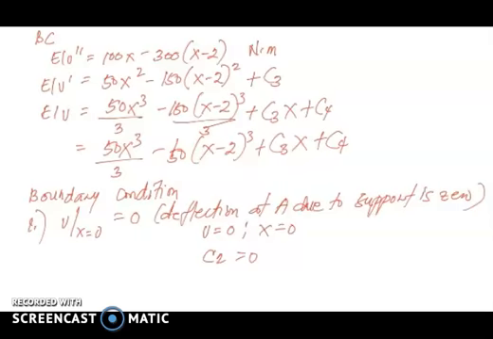The second one is that there is no deflection at point C. The support is a roller support. Therefore, V at x equal to 3 is equal to 0. So no deflection at point C due to support. So we have here our x is equal to 3 and V is equal to 0.